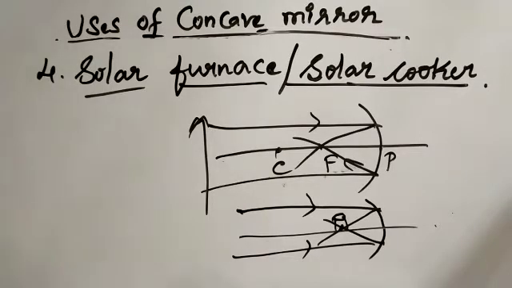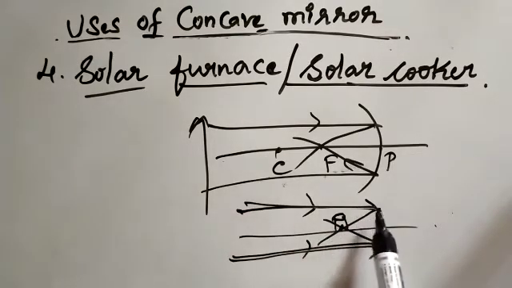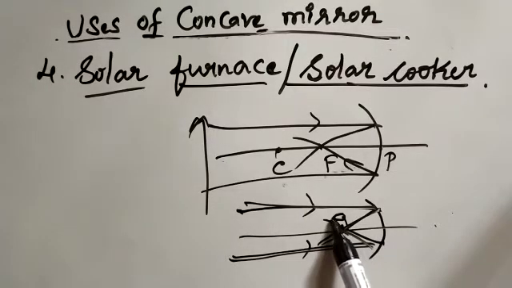If any container is kept at the principal focus position, then more heat will be produced, because all the rays of light, after reflection, converge at a single point. A single focal length will be there. All the rays of light come, reflect and pass through this principal focus, so more heat will be produced. So you can say this is a cooking pot or any container. Only in such cases is the concave mirror used.